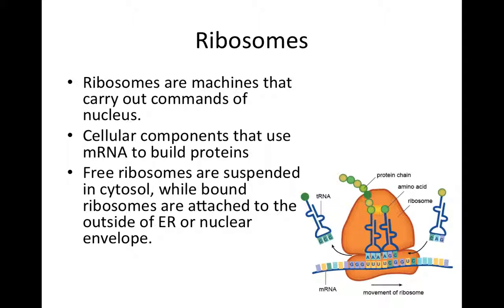Okay, ribosomes themselves, again, are machines that carry out the commands of the nucleus. They are cellular components that use the messenger RNA to build the protein. So in this image here, for example, your ribosomes are made up of two subunits, a large subunit and a small subunit. And when they come together, they're a fully functioning ribosome. And what's happening here is the messenger RNA is being passed through the ribosome.